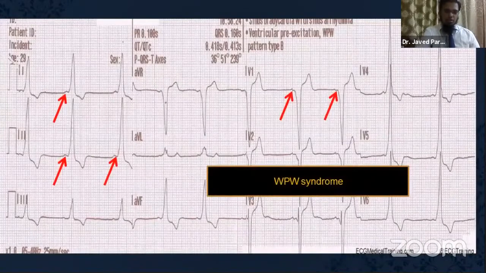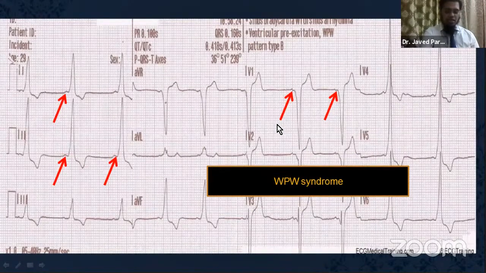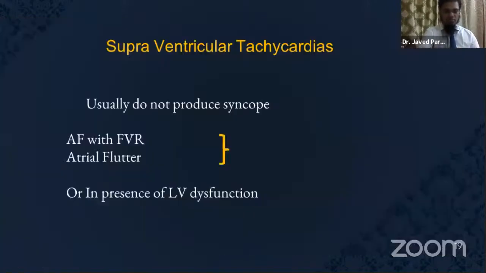What about this? This is nothing but short PR interval and delta waves, and this is a WPW syndrome. A patient who has this pre-excitation on baseline ECG and presents to us with syncope should be given paramount importance. Most commonly, these patients would have had an episode of atrial fibrillation with pre-excitation, that is a pre-excited AFib, that would have caused syncope, and there is a risk of sudden cardiac death in these patients. So this is not benign, and all these patients should be taken very seriously.